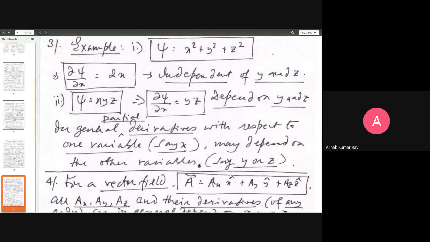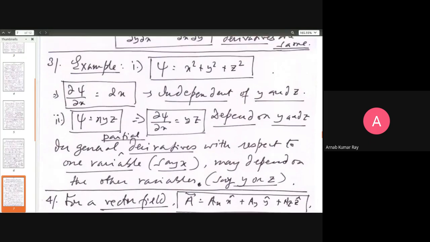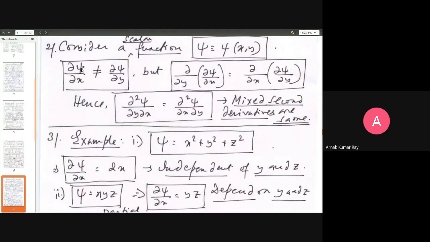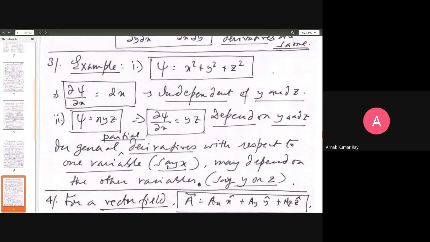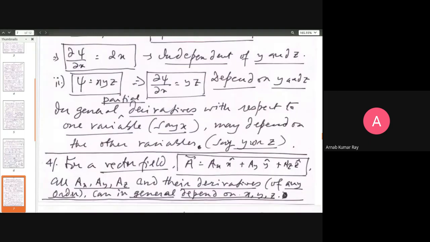There is a third thing. Don't be under this misapprehension that if you take a derivative of psi with respect to a particular coordinate x, the derivative will depend only on x. No, the derivative can depend on other coordinates as well. For instance, psi is equal to xyz. When I take the derivative with respect to x, del psi del x is equal to yz, which depends on y and z. So in general, partial derivatives with respect to one variable, say x, may depend on the other variables y or z. So these are mathematical generalizations which we shall use.